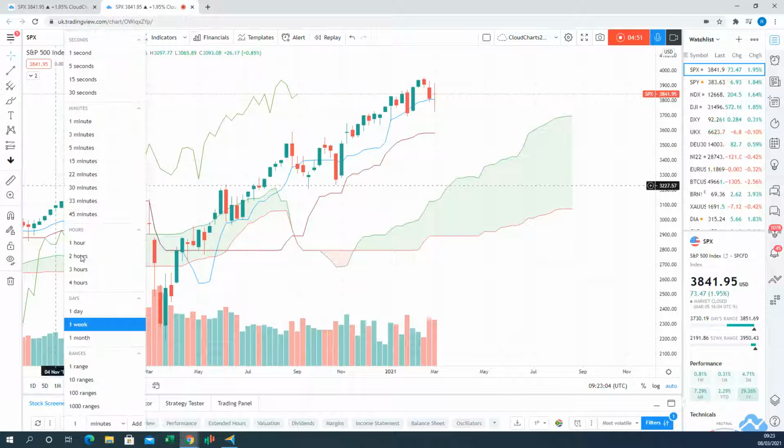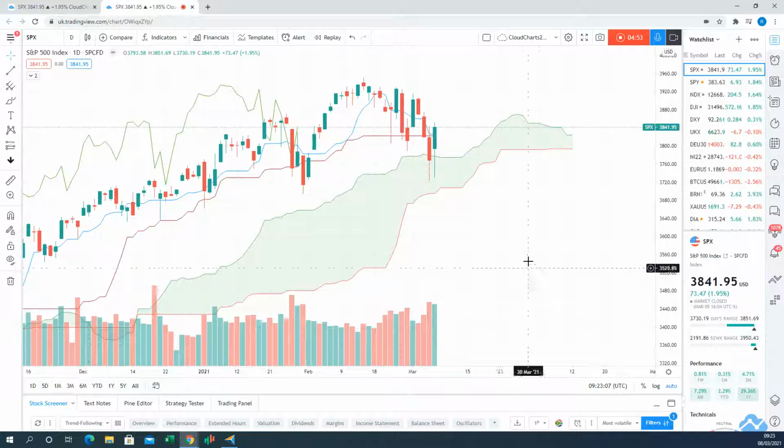But for now, looking at the daily, buying support, swing trade that back up to the resistance zone of 3869. So it's a critical week ahead for the S&P to remain above the top end of the cloud.